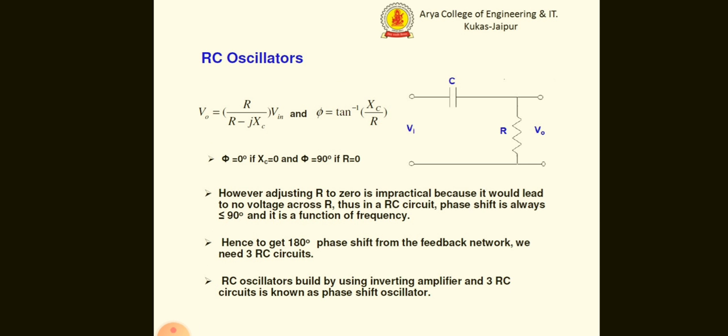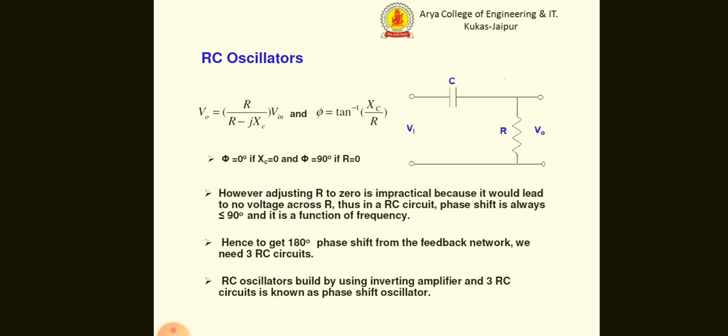Now we will have some insight into the RC oscillator. Since we know the RC circuit, that is a capacitor and a resistor, the output voltage will be equal to R upon R minus jXC into V input, and the phase will be phi equals tan inverse XC upon R. If phi is equal to 0 degree, XC is equal to 0, and phi is equal to 90 if R is equal to 0.